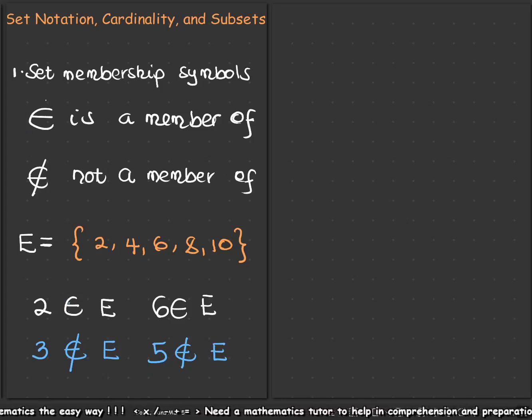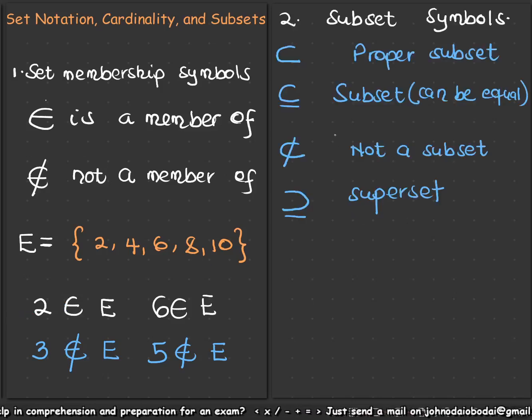This here is how we use these symbols. You get it? Now let's look at another set of symbols, the subset symbols. There are 4 of these subset symbols we'll be looking at. The first one is the proper subset, which is the normal subset we know.